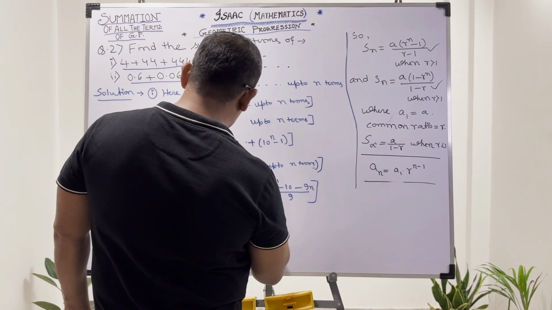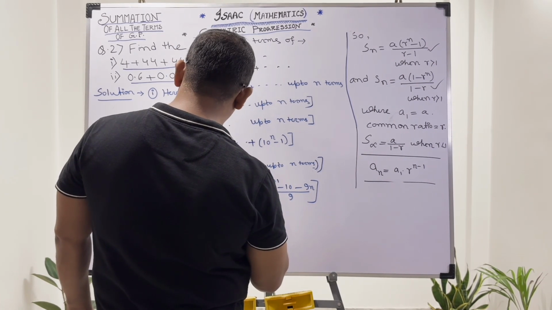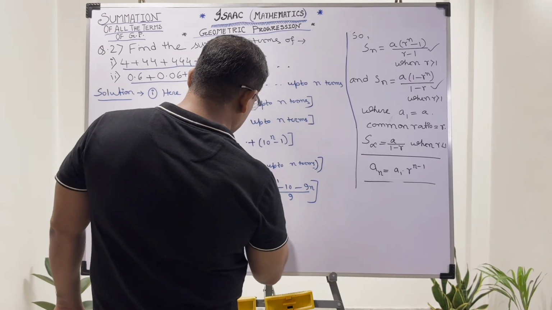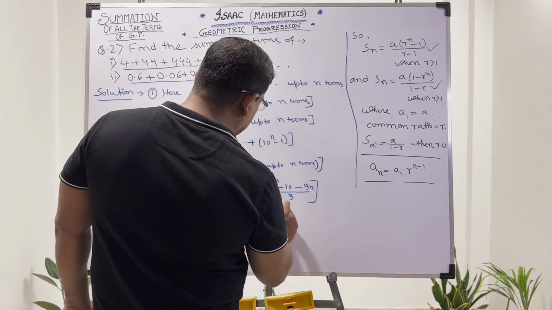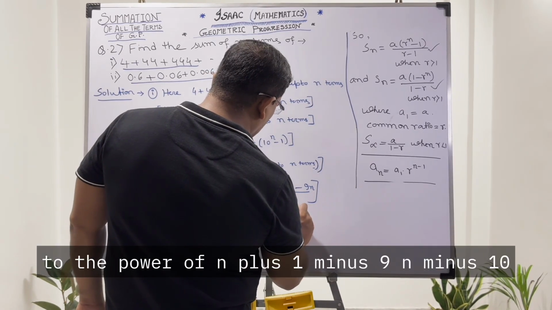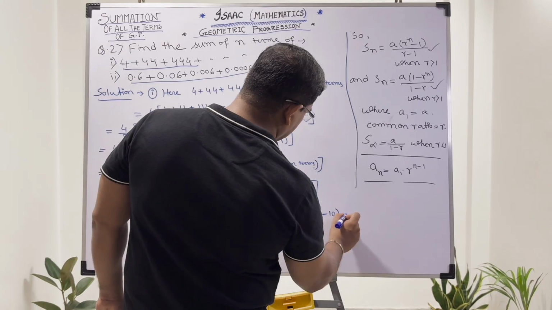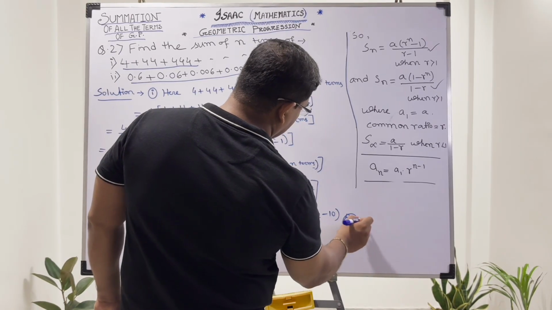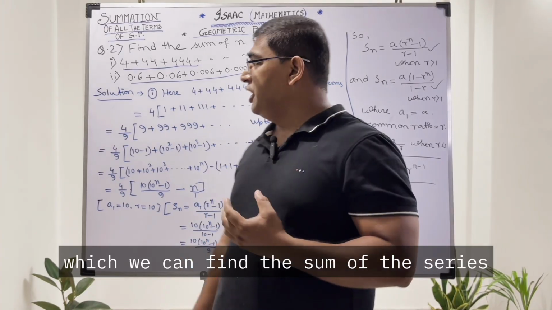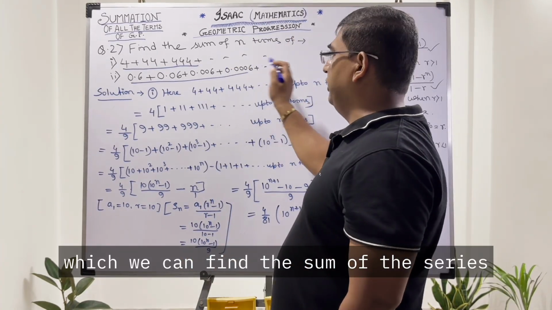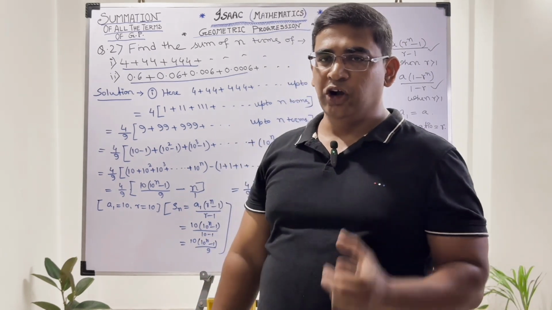This implies this is equal to 4 by 81 into 10 to the power of n plus 1 minus 9n minus 10. So this is the way by which we can find the sum of this series where there is no direct form of the GP. Okay.